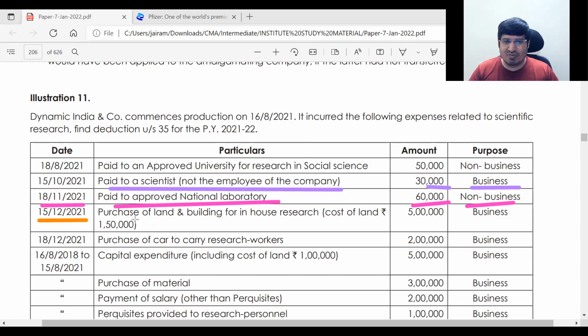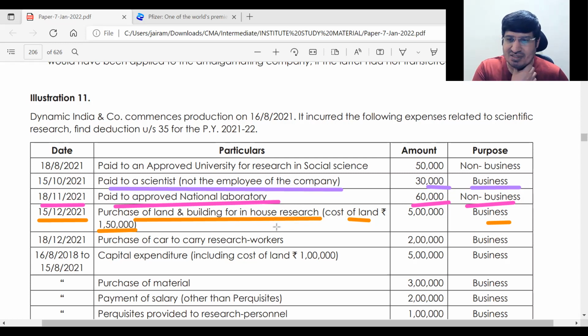Okay, so what did he do? Purchase of land or building for in-house research. Cost of land is 1,50,000, and this is for business purpose. अब in-house research बोला है यहाँ पे clearly. Purchase of land or building. So you will get the deduction, as we know that for capital expenditure you get, but you will not get for cost of land. Then you will get for 5 lakhs minus 1,50,000. That is 3,50,000. ठीक है, 3,50,000 यहाँ मिलेगा.